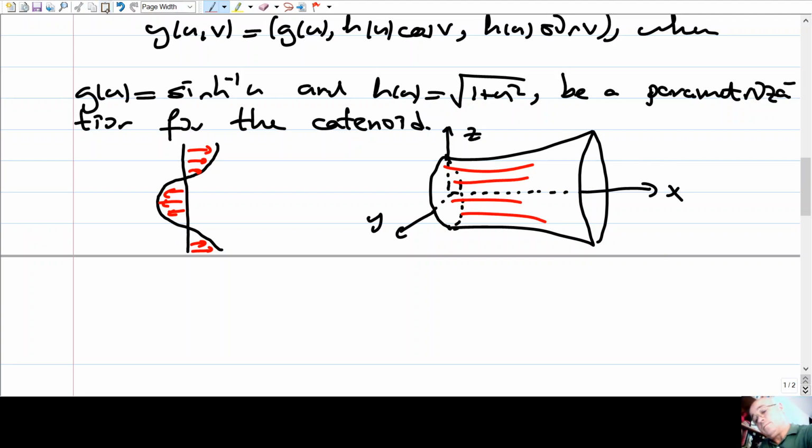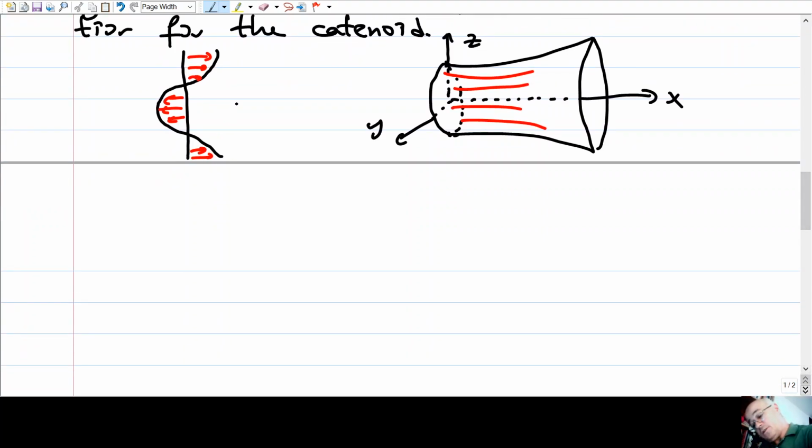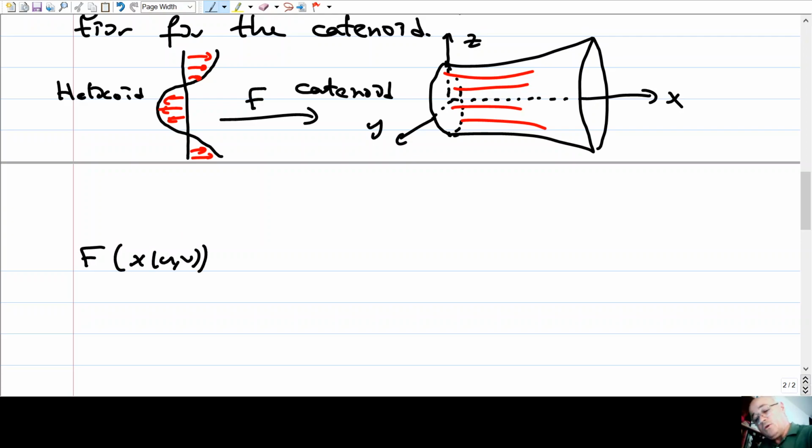Okay, and here is the map between them. So this is the helicoid and catenoid. And there is this map between them, F, given by, so okay, F of x u v. If you choose a point here, let's say with u v coordinates, then the image of this is just y u v. It is an isometry.